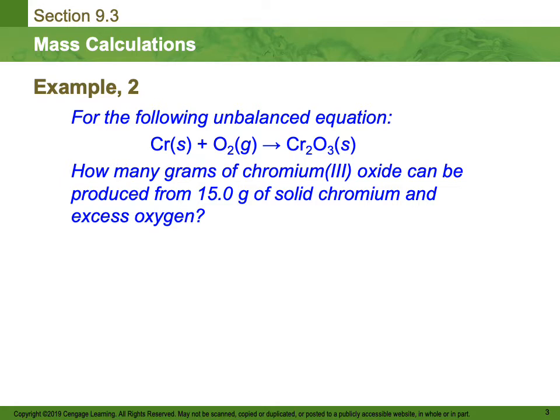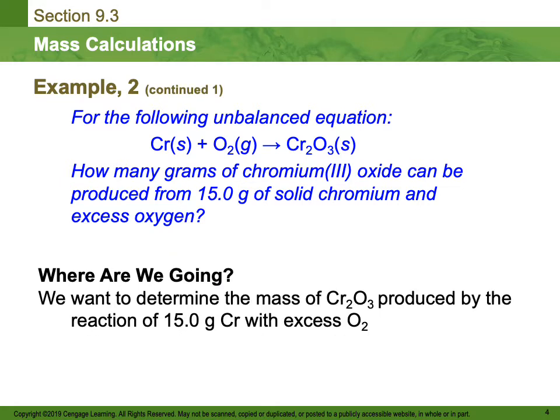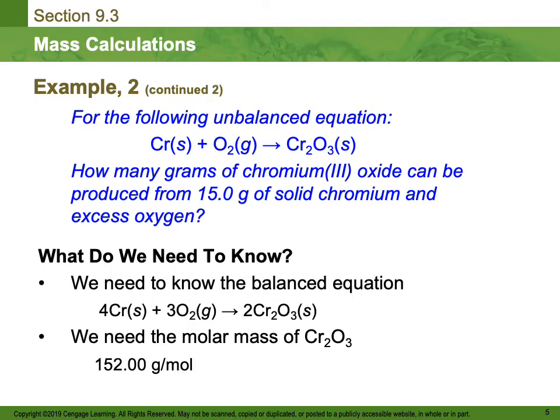So the first thing we need to do is ask, what do we know? So far, what we know is we have an unbalanced equation, and we're starting with 15 grams of chromium. And we know from the periodic table the atomic mass of chromium is 52 and the atomic mass of oxygen is 16. Then we can ask ourselves, where are we going? We want to determine the mass of chromium(III) oxide that is produced by the 15 grams of chromium reacted with excess oxygen.